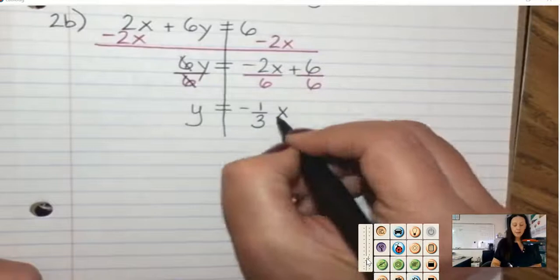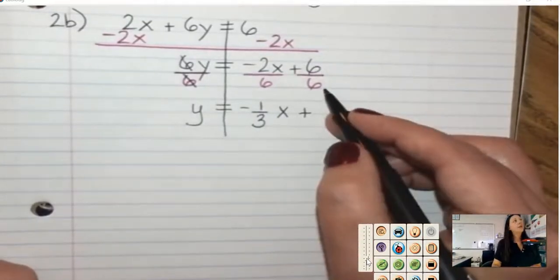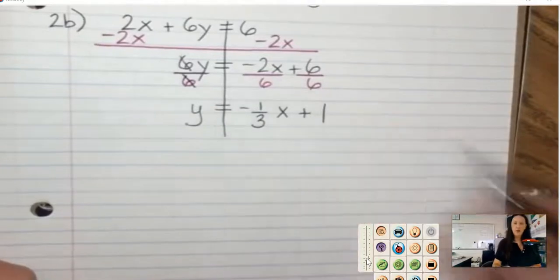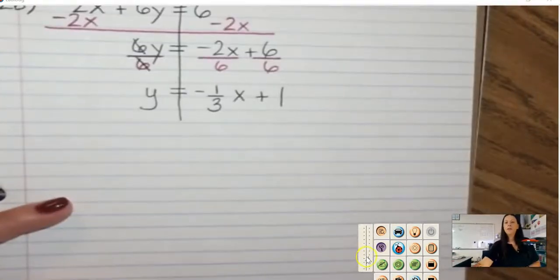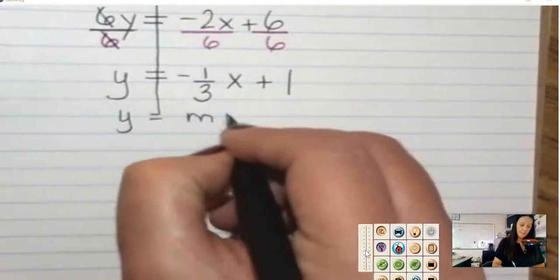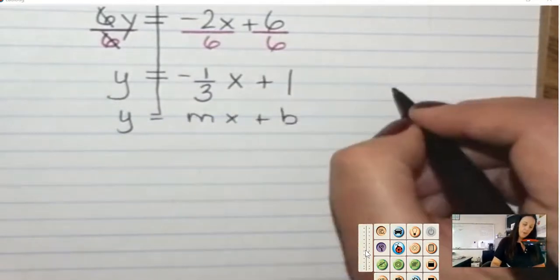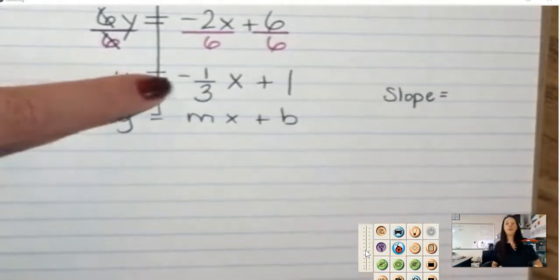Keep your x. The x still stays there. 6 divided by 6 is 1, not 0. I still have a lot of you guys that put 0 on that. Okay, so now it is in slope-intercept form, right? Now it's in y equals mx plus b. So I know the slope. The slope is negative 1/3.